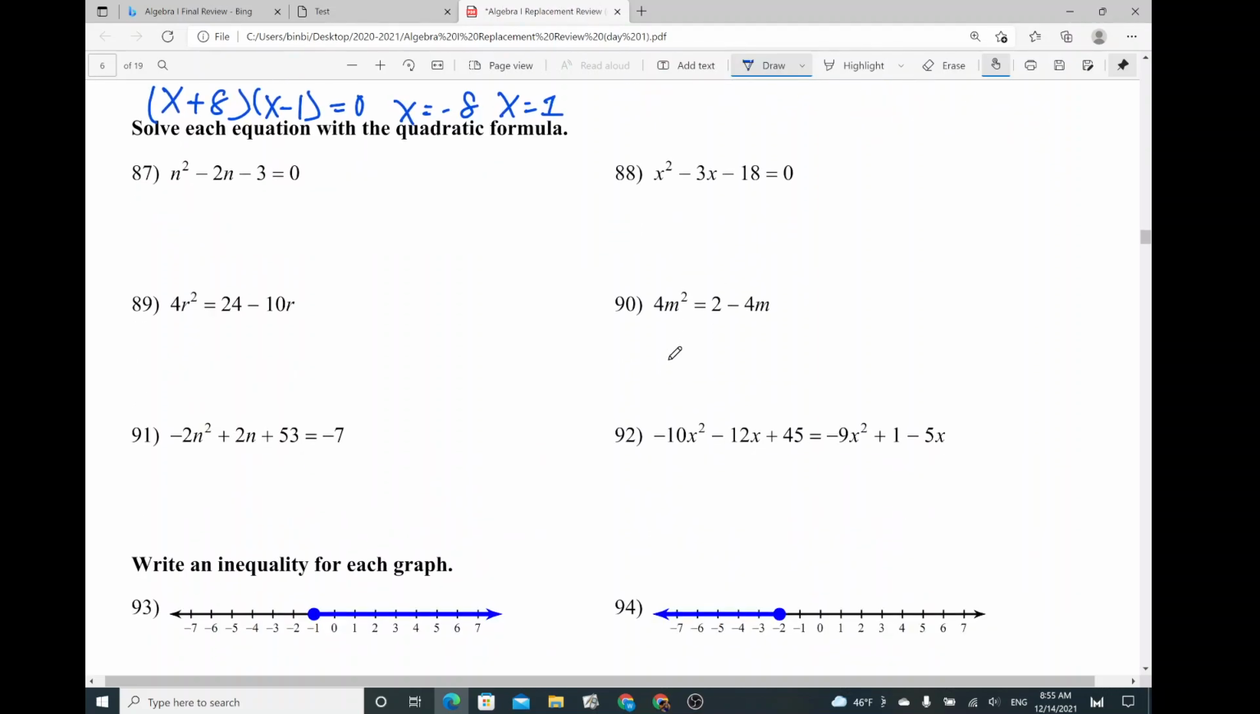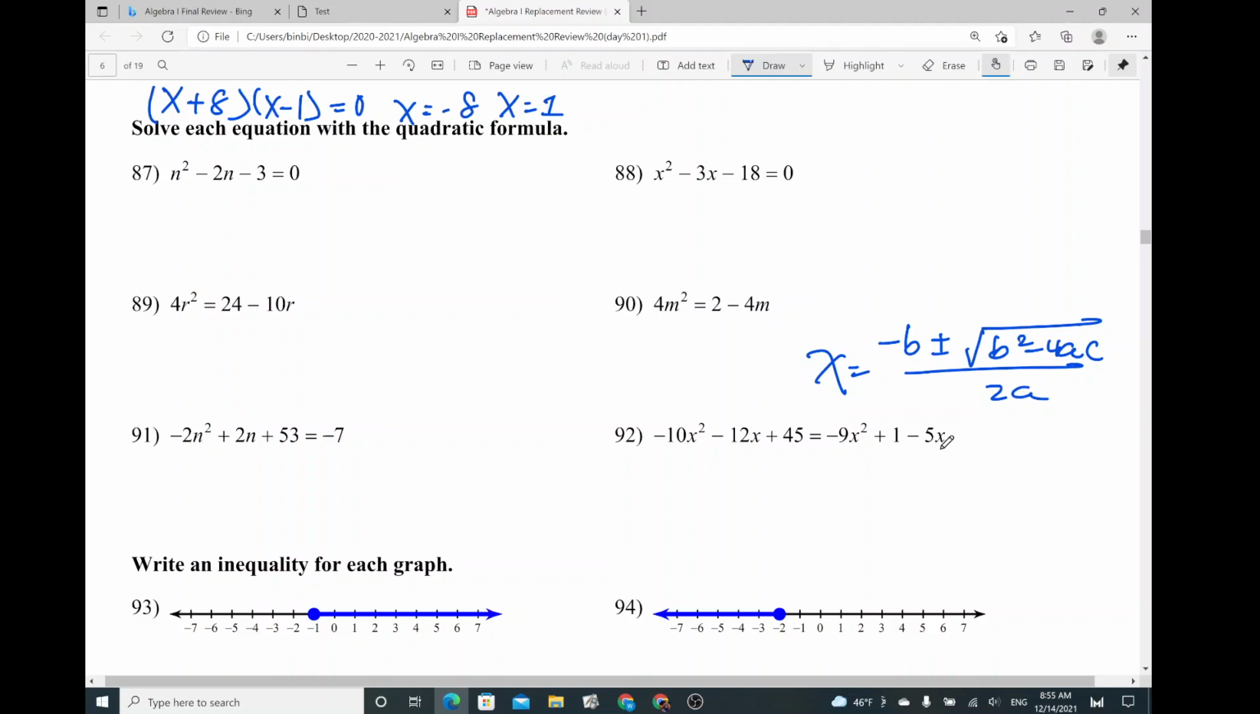Solve each equation by using the quadratic formula. Okay, so using the quadratic formula: x equals negative b plus or minus the square root of b squared minus 4ac, all over 2a. Before you do that, you need to bring everything together to one side and then apply the quadratic formula.